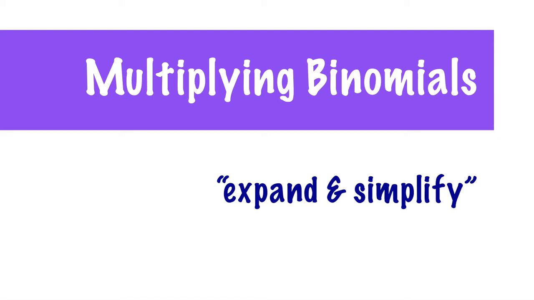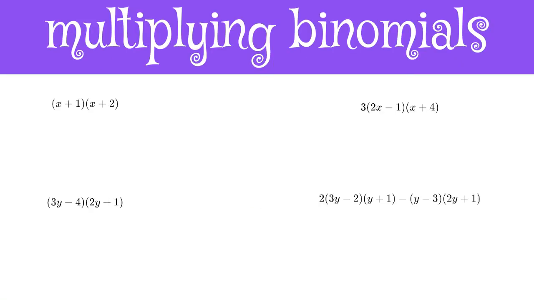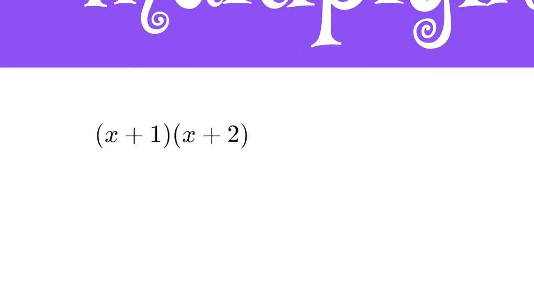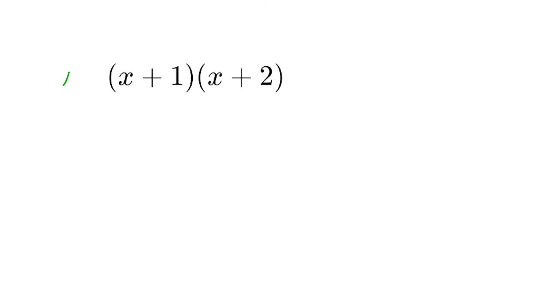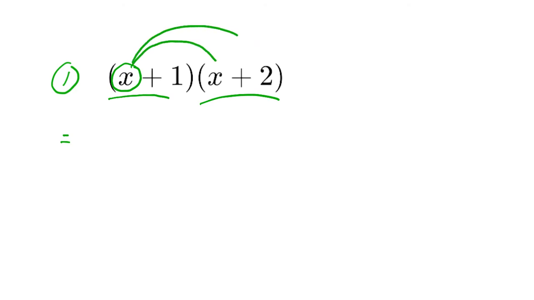Multiplying binomials. Expand and simplify. 4 examples of multiplying binomials. In the first example, you take the first bracket and multiply it by the second. So I'm going to distribute the first term into each of the terms in the second bracket.